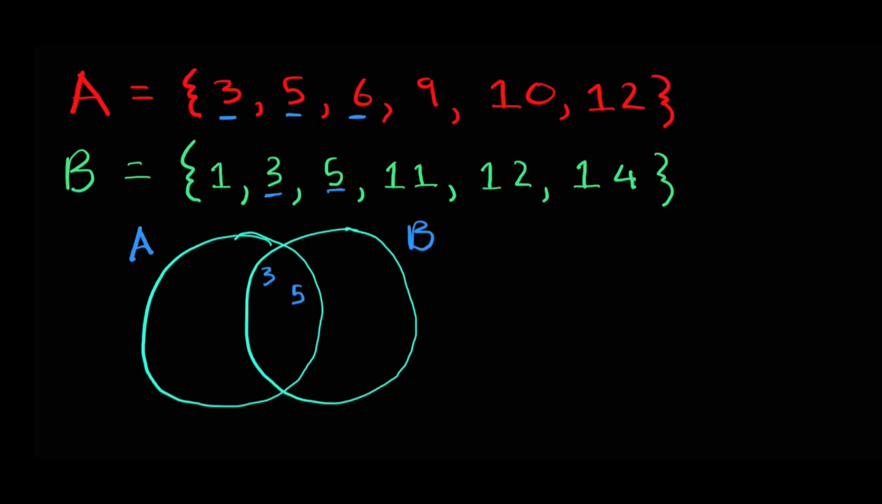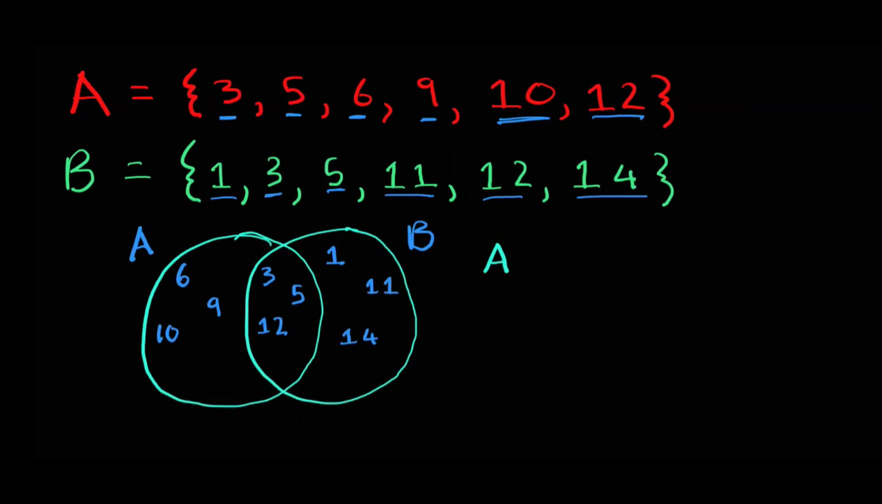6 is only in set A, so 6 will go on the left side. 9 is only in A, so it will go on the left side. 10 is also only in A, and 12 is in both A and B, so it'll go in the middle. And now we can see that 1 is unique to B, and so is 11. And so is 14. So now that we have the Venn diagram, let's go over intersection and union.